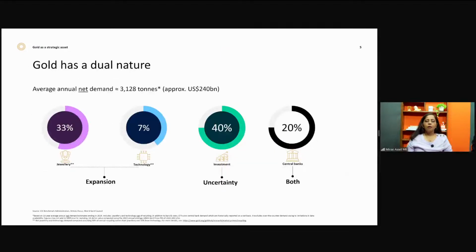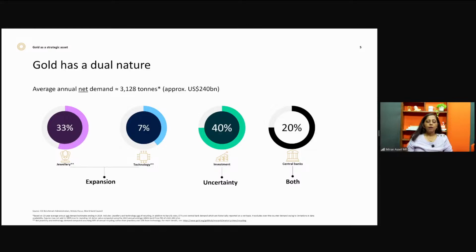Having said that, gold has a dual nature. It's not just an investment asset, it's also a consumption asset. This is something that is unusual if you compare it with other commodities. On average, we estimate the annual gold demand to be about 3,100 tons, of which jewelry accounts for 33%. We've seen countries like India and China consuming gold through jewelry, and 40% of the demand is through investment. Whether it's bars, coins, or ETFs, that accounts for 40% of the annual demand.